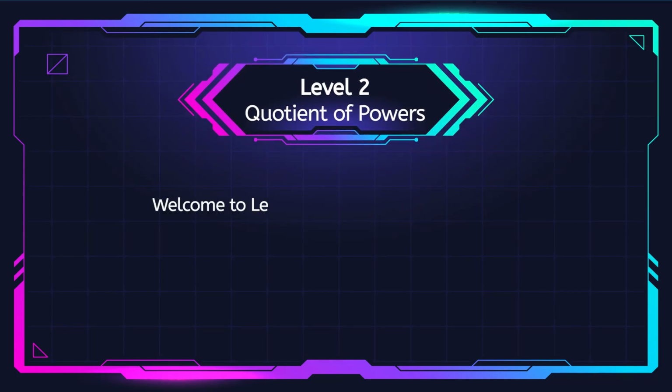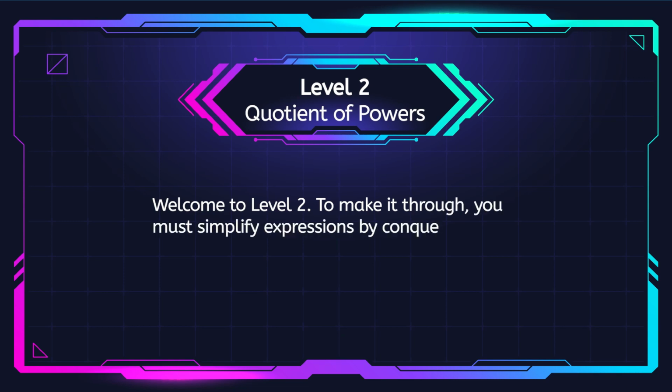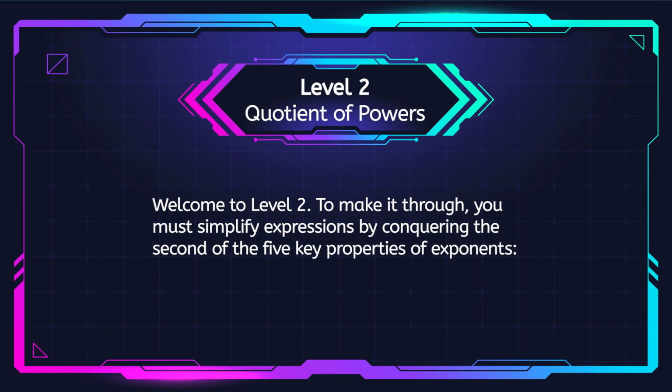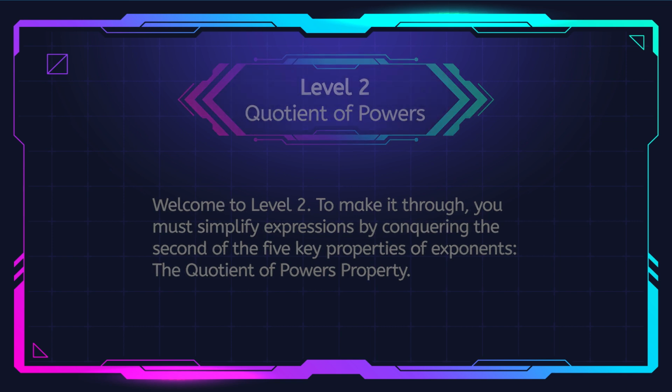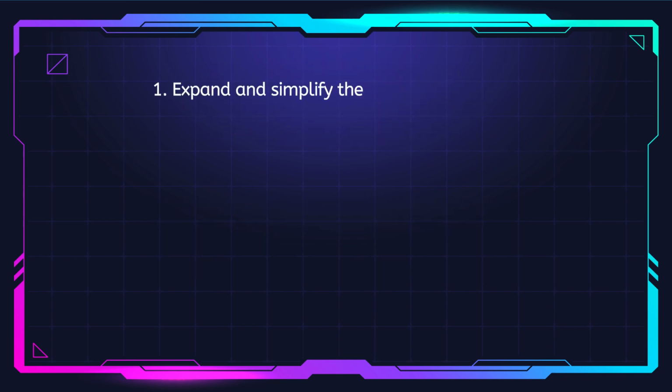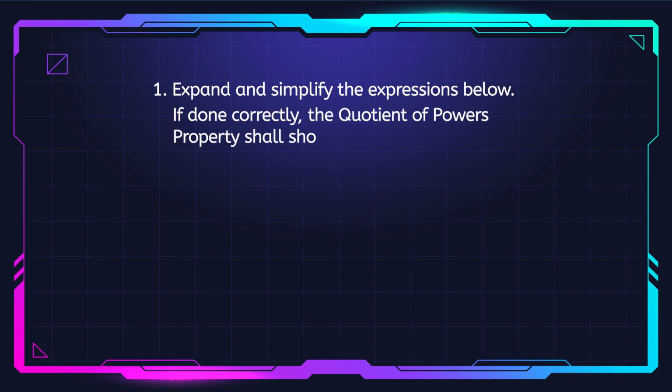Welcome to level 2. To make it through, you must simplify expressions by conquering the second of the 5 key properties of exponents, the quotient of powers property. Expand and simplify the expressions below. If done correctly, the quotient of powers property shall show. Ooh, fun! A little mystery.